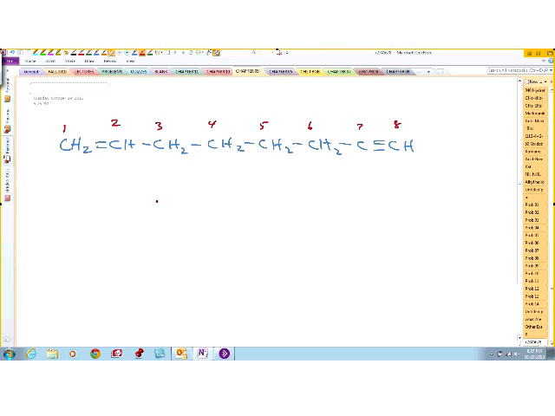Okay, now to name this. This would be octene, 1-octene, right? Now to indicate the position of the triple bond, what you do is you remove the E ending of the alkene. There's an alkene here. And then you indicate the position of the triple bond. 7 becomes 7-yne. 1-octen-7-yne, because in this case, the carbon-carbon triple bond is also on the 7th carbon, right here.